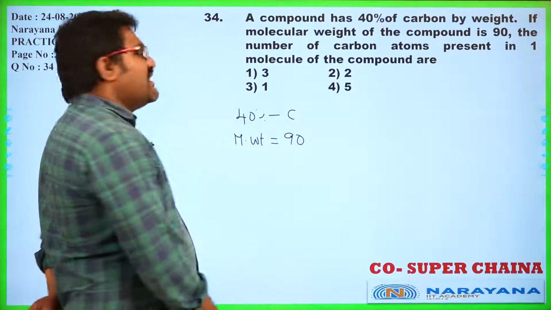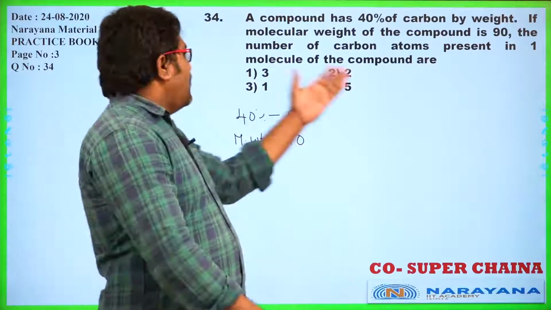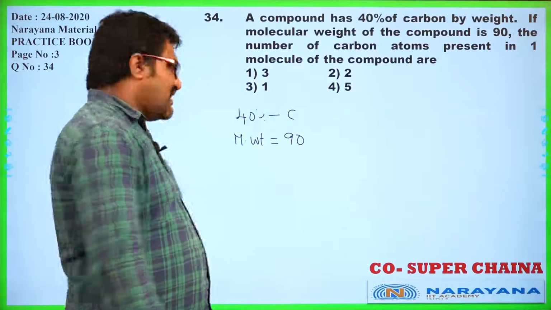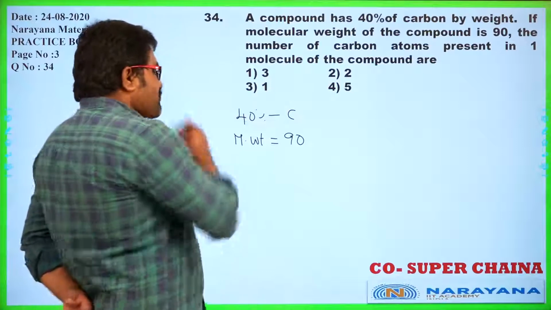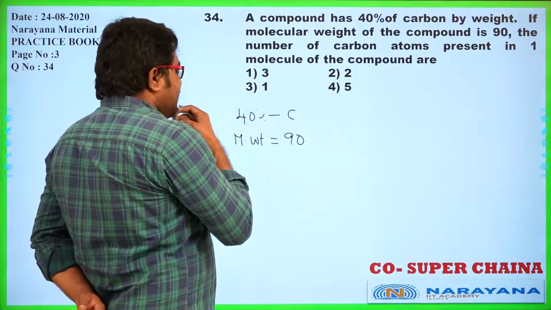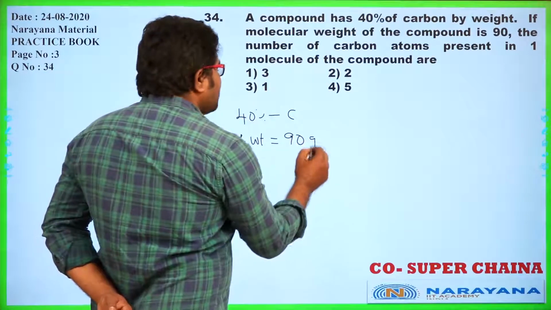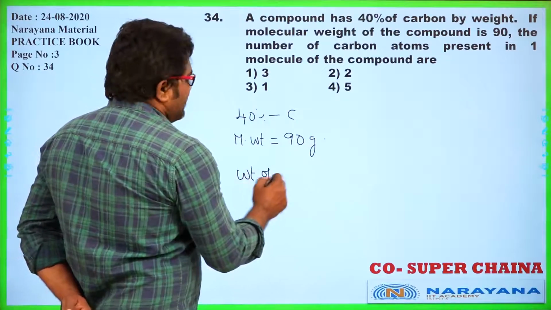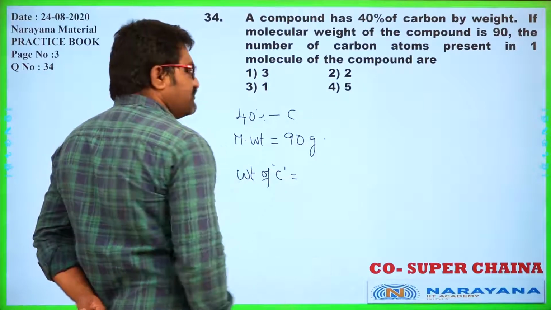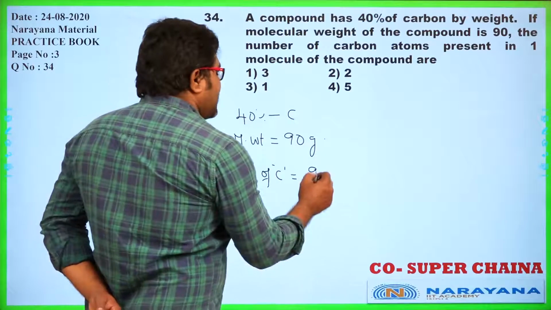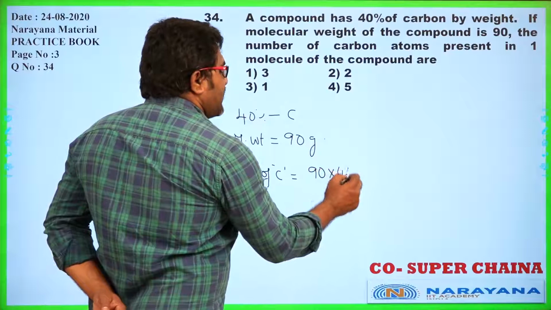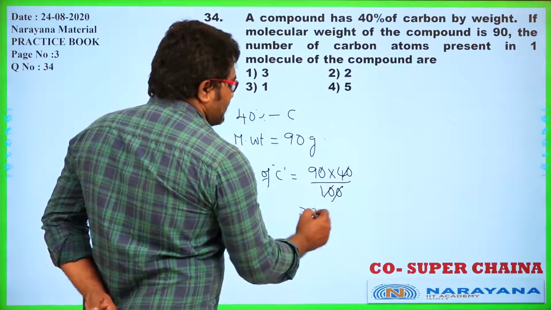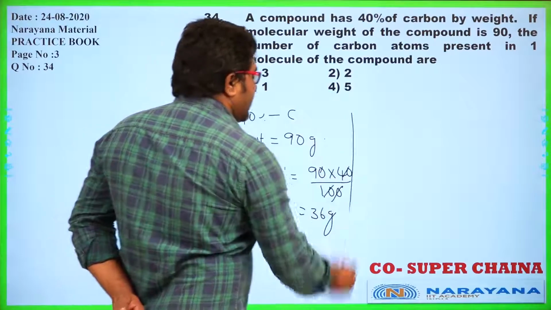Now how can we find the number of atoms of carbon present in 1 mole? See here, in the total weight of 90 grams, how can we find the weight of carbon? Weight of carbon in that 90 grams is equal to 90 into 40% divided by 100. So that is 36 grams.